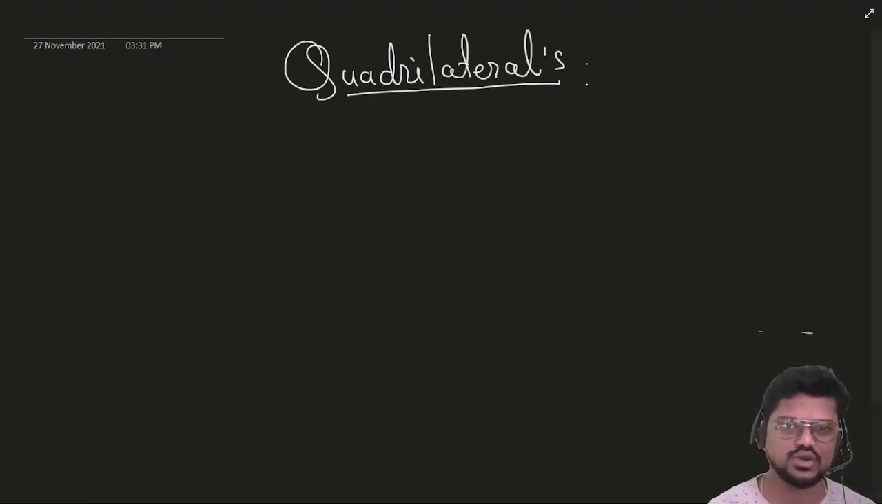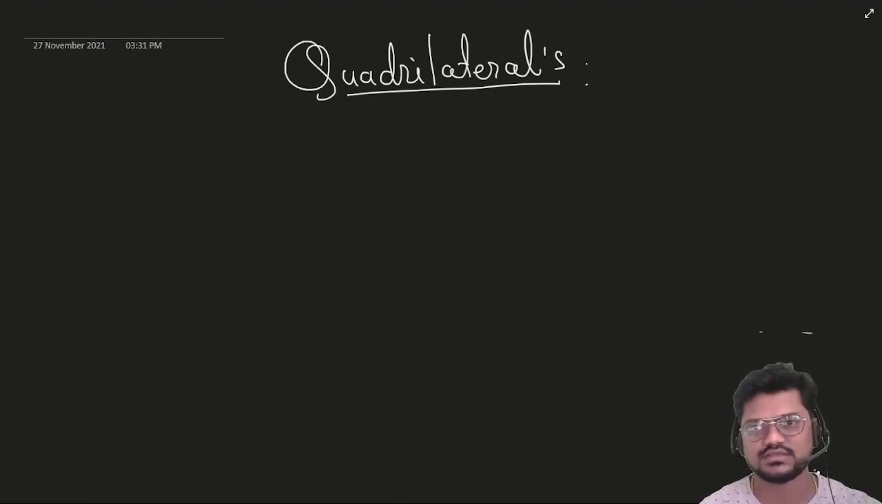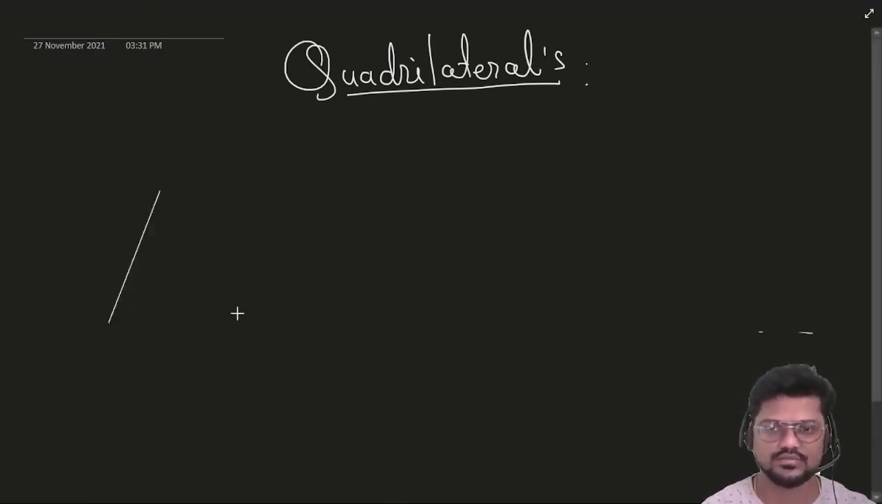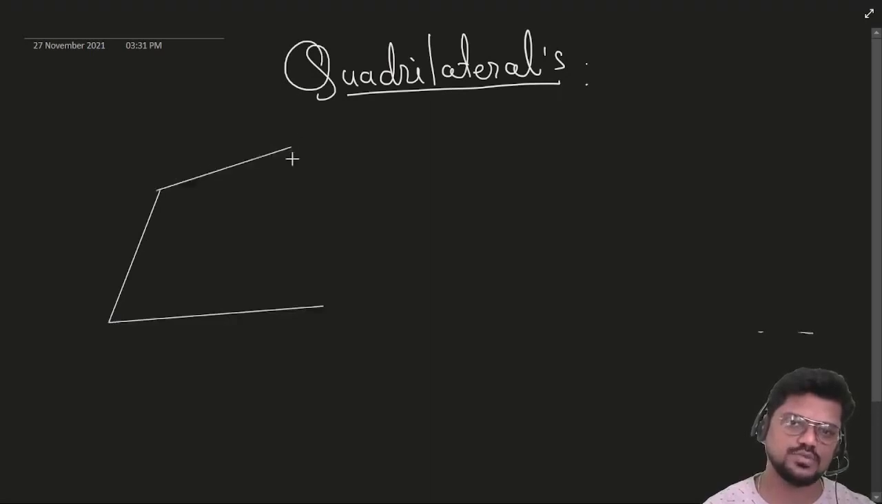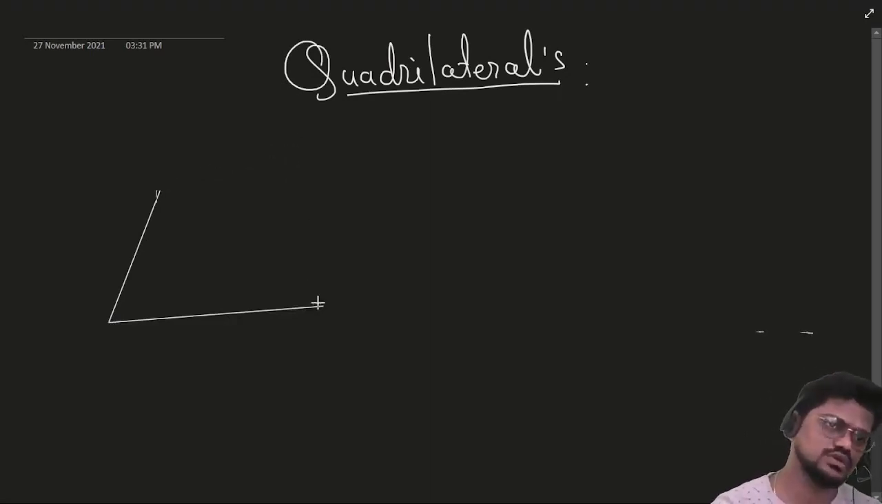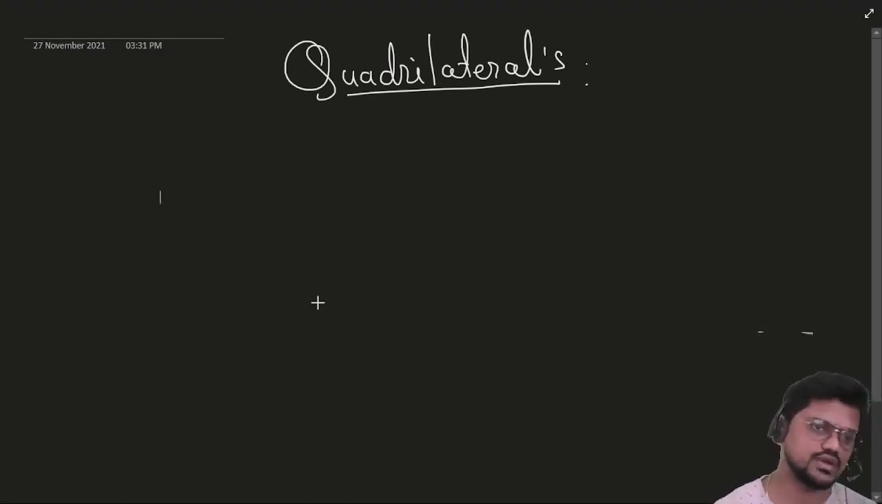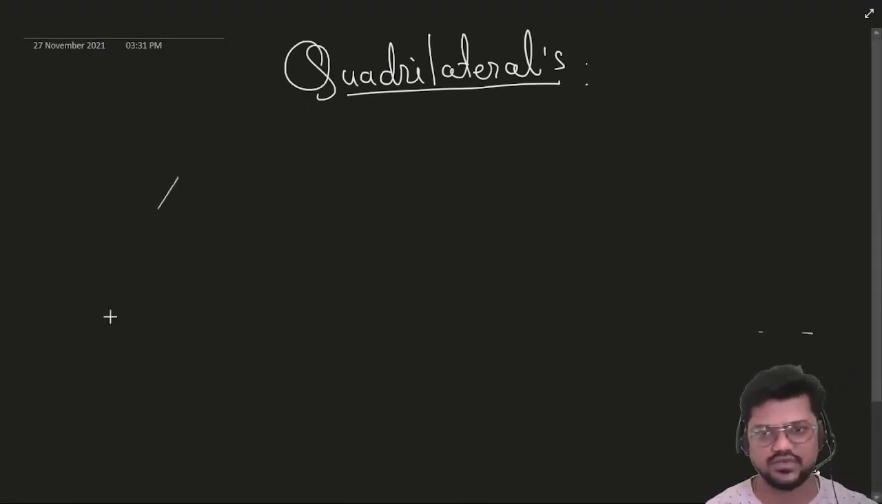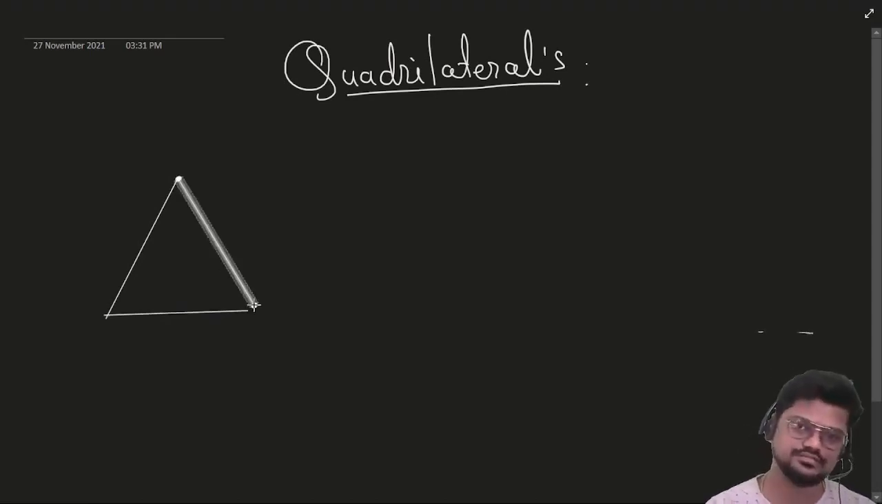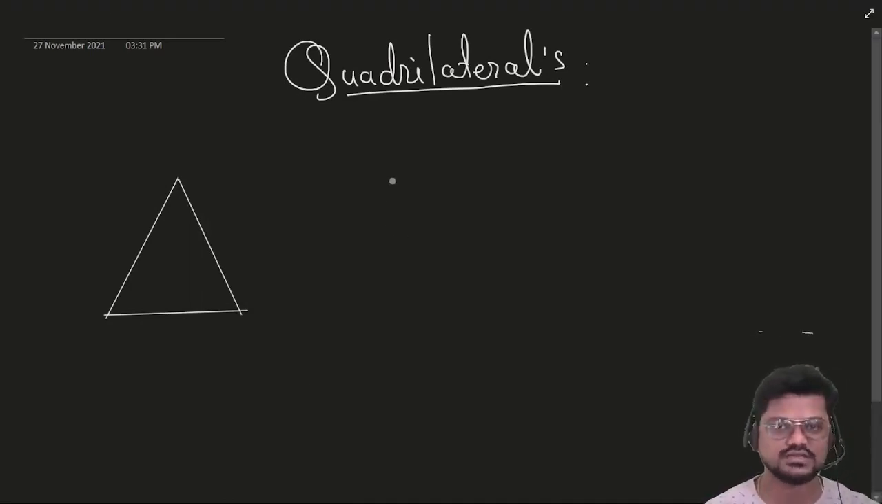So, let us understand what a quadrilateral is first. Any shape which has four straight lines will be said to be a quadrilateral. First of all, do you know what a polygon is? Any closed figure which has three or more sides is a polygon. If it has three sides, that figure is a triangle. If it has four sides, it is a quadrilateral.